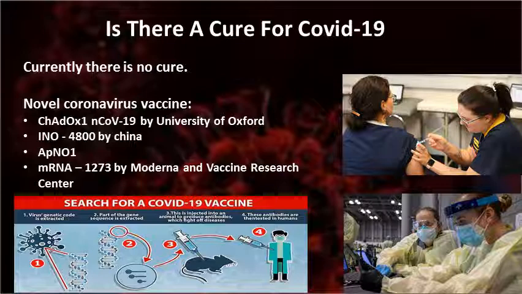The trial will check the drug's efficiency in reducing the viral load in patients. The mRNA-1273 vaccine was tested by Moderna and the Vaccine Research Center, where a total of 45 males and females aged between 18 to 45 have been enrolled for the trial.